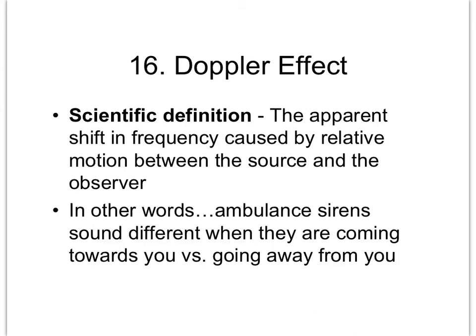So for our next part of this sound unit, we're going to begin talking about the Doppler effect. The fancy scientific definition of the Doppler effect is the apparent shift in frequency caused by the relative motion between the source and the observer, which probably means very little to you. The other way of saying it is basically that ambulance sirens sound different when they're going towards you versus away from you. And that really is what the Doppler effect is all about: that change in the frequency, the change in the pitch of a sound when the sound is moving towards you versus away from you.